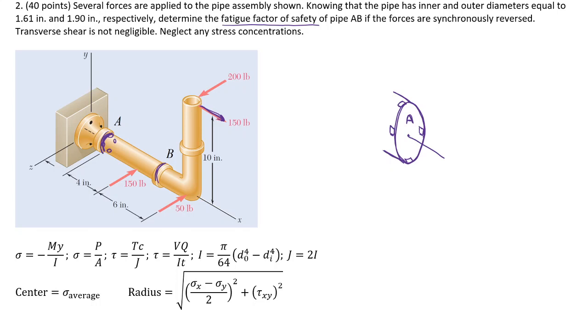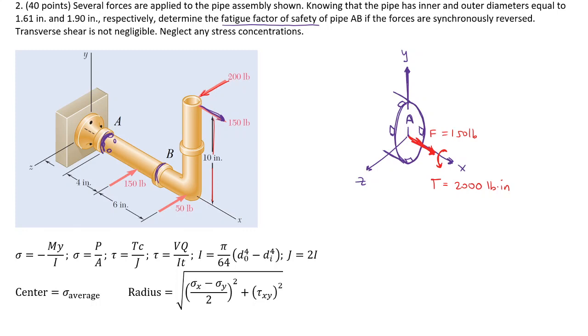Let's do X, Z, using the same frame of reference that I was given. I have this, and there's going to be a force in this direction of 150, which I'm just going to call F, 150 pounds. Because of the 200 pound force, there's going to be a moment that I'm going to call torsion because it's on the same axis as the pipe, AB. So T equals 200 times this distance of 10, so 2000 pound inch.